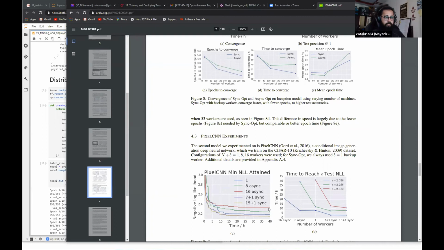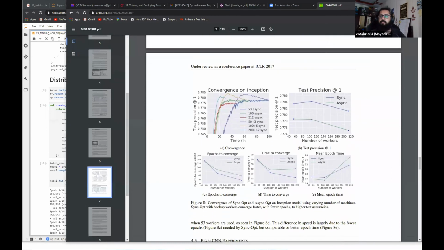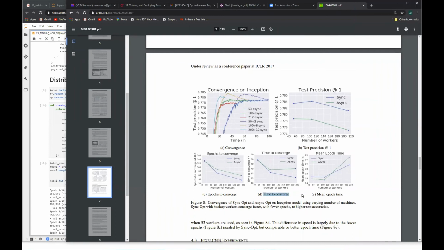Yeah, this was a pixel CNN, and if you scroll up to figure 8, this is with respect to the inception model on which they have tried. So synchronous converges faster. It needs fewer epochs, and has the higher test accuracy. So that's the whole reasoning and the things that we were discussing.